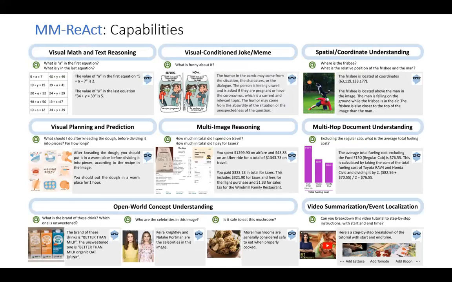So with the help of all these external experts, MM-ReAct enables ChatGPT with more advanced capabilities for multimodal reasoning and action. For example, visual math and text reasoning to solve math equations in the input image, understanding visual jokes or memes, understanding spatial relationships between objects in the image or the bounding box coordinates, visual planning and prediction, reasoning over multiple image inputs, multi-hop document understanding, open-world concept understanding, for example, product brands, celebrities, and food, video summarization or event localization. And we will be showing 3 examples to let you have a close look into the advanced capabilities of MM-ReAct.